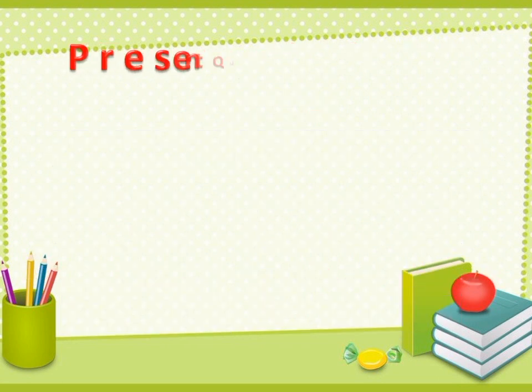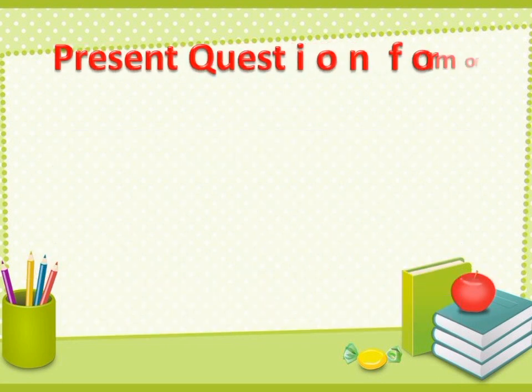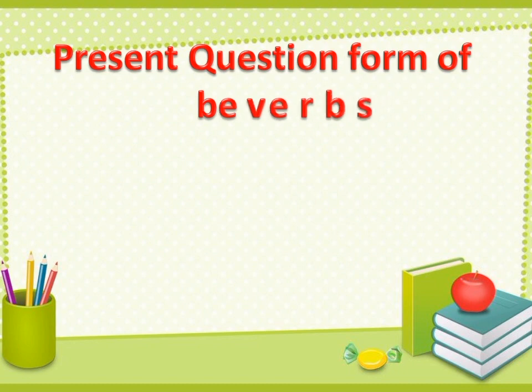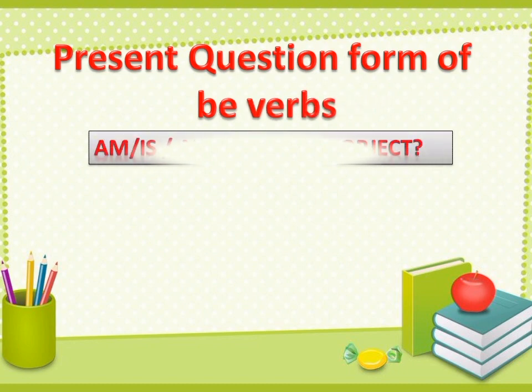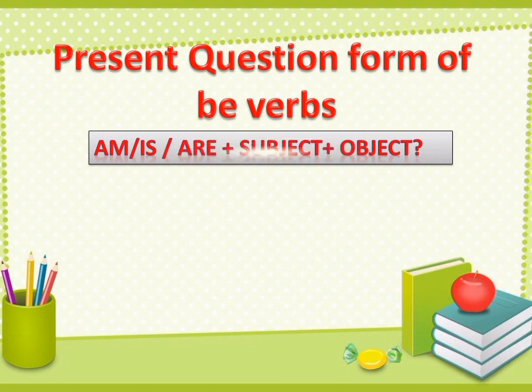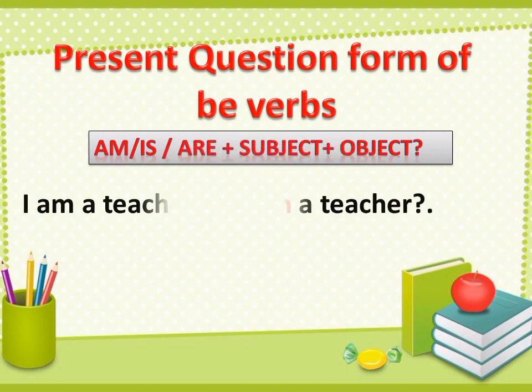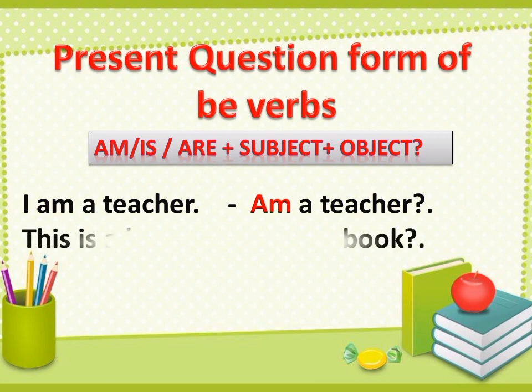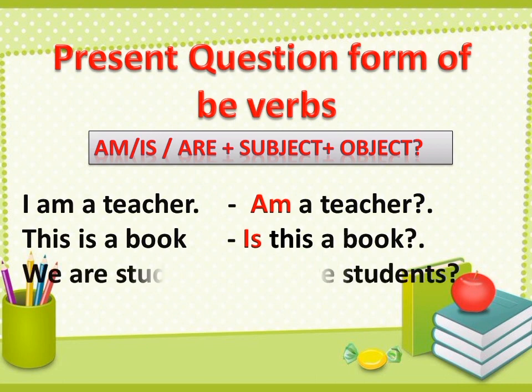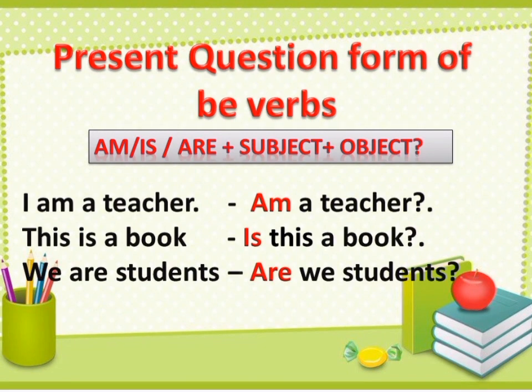Next, let's learn the present question form of be verbs. The sentence structure is am, is, are plus subject plus object plus question mark. Let's see how we can change the infinite sentence into question form. I am a teacher. Am I a teacher? This is a book. Is this a book? We are students. Are you students?